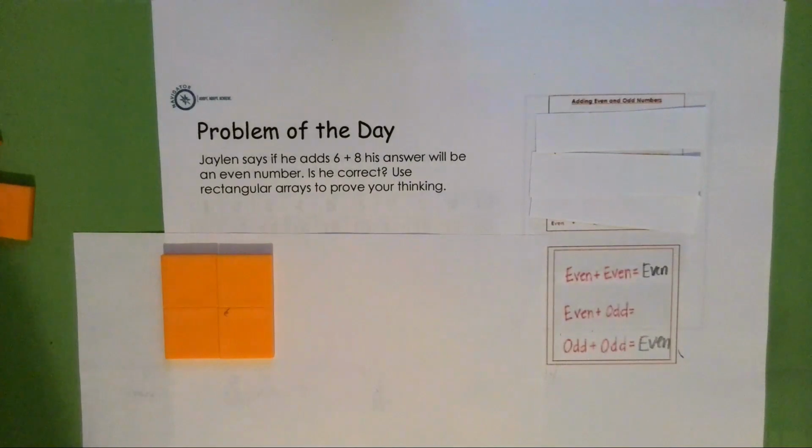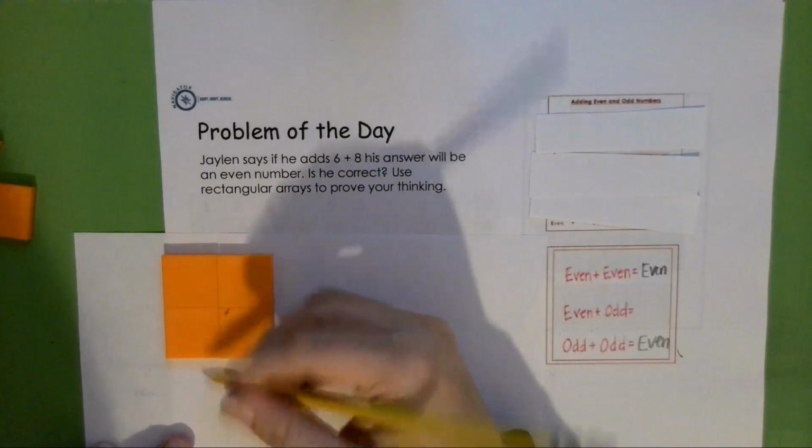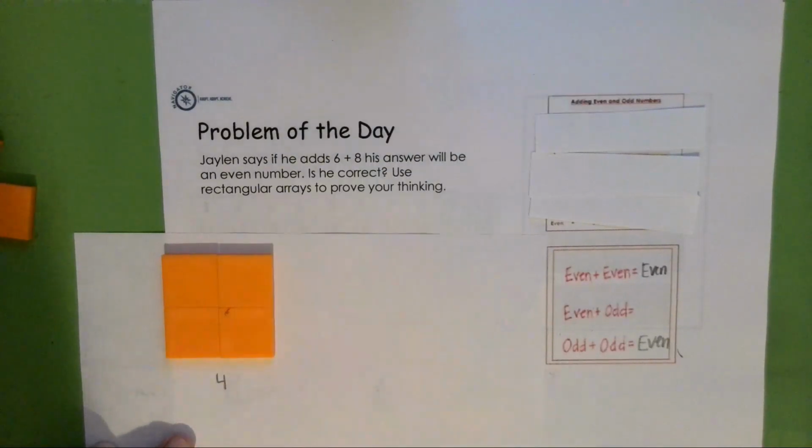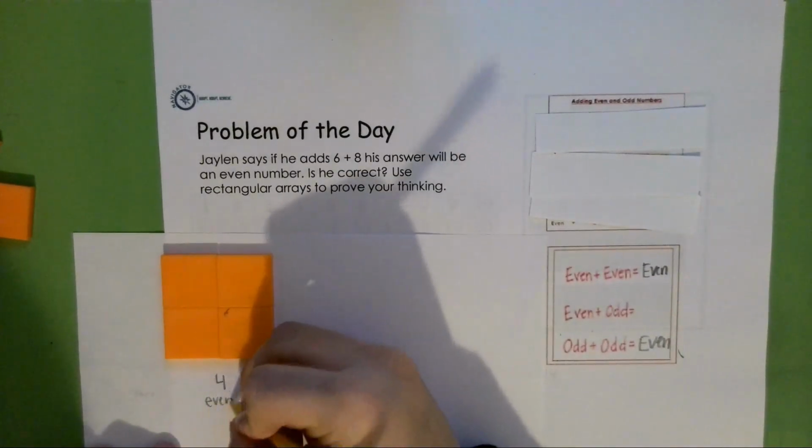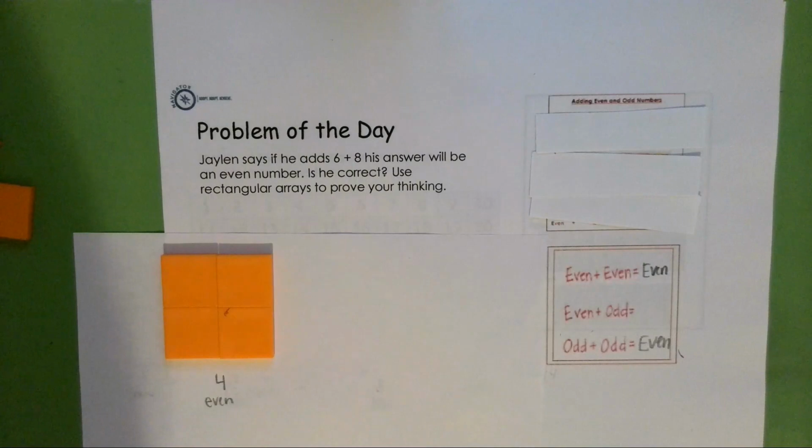How many rectangles do you see? Say it out loud. Right, 4. And is 4 an even or an odd number? I bet you said even. How do you know that 4 is an even number? I bet you said you know that 4 is an even number because when we put it into groups or rows of 2, there are none left over. Every rectangle has a partner.